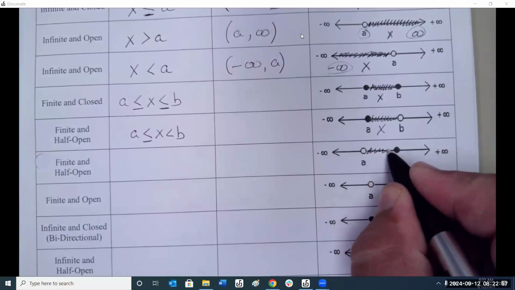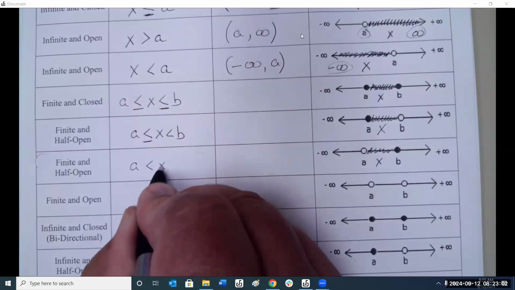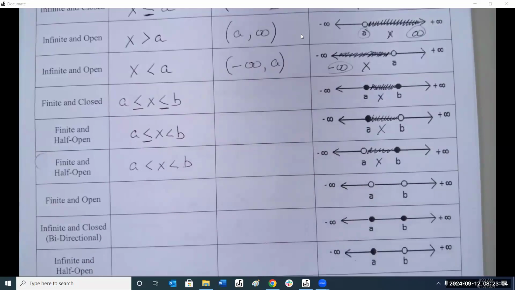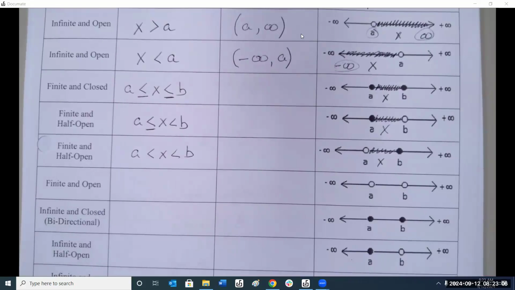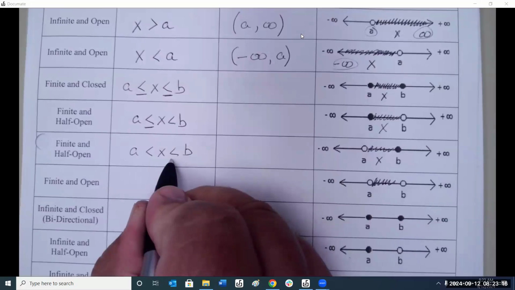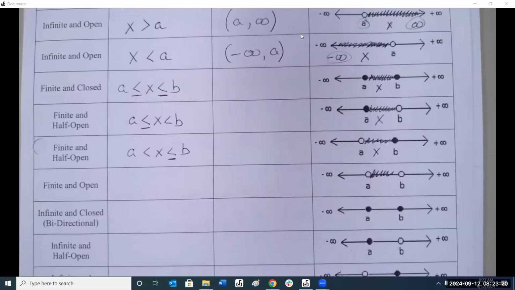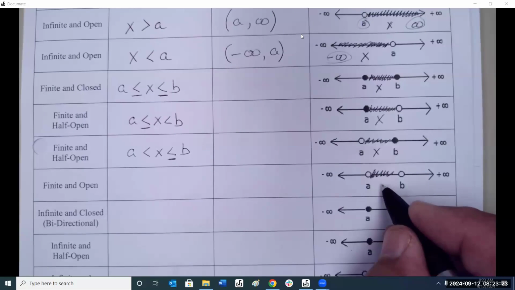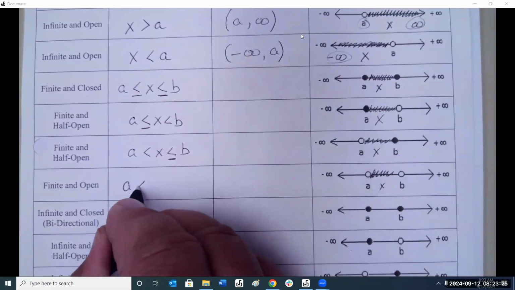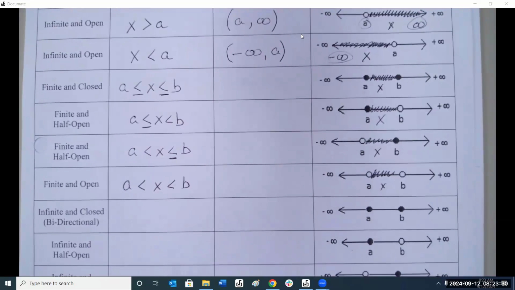Here we go again. X is between here, so we have a is less than x, which is less than b. And this just simply goes on to the concept of anything to the left is smaller than anything to the right. And b is included, so it's a line underneath it. And the fourth one, we have a is less than x is less than b. And they're both not included.